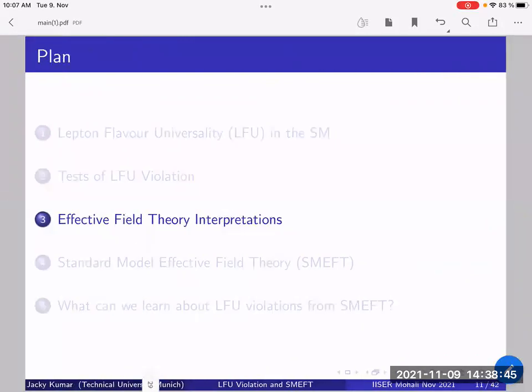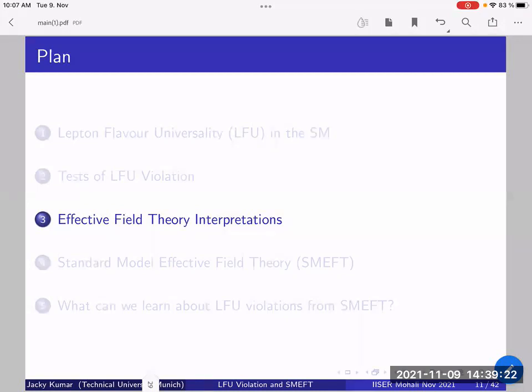Now that we have seen that there seems to be some discrepancy with respect to the Standard Model, people have interpreted these discrepancies in various models: leptoquarks and Z'. These are the two prime candidates which can explain these anomalies. Also other particles like vector-like leptons or quarks. But you can also do it in a model-independent fashion, to see what kind of Lorentz structure you need to accommodate this data.